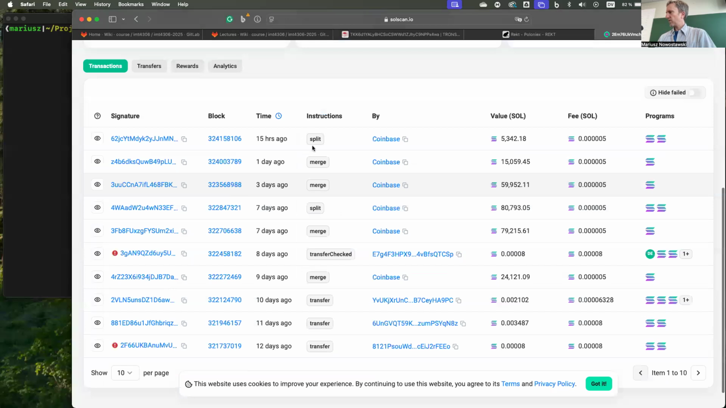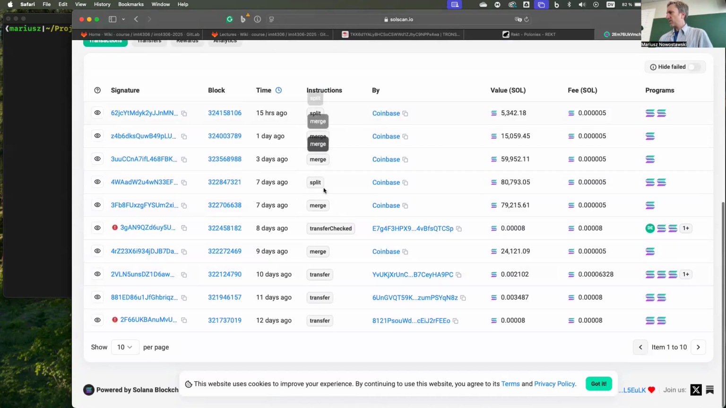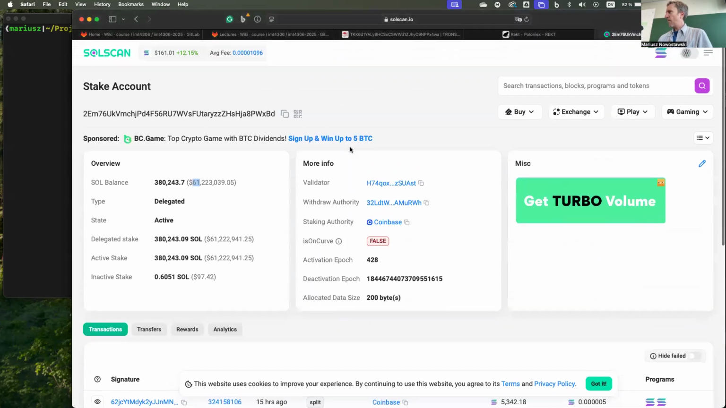So there are a lot of splits and merges and movements of funds, because Coinbase is an exchange which holds multiple addresses, and they will use multiple addresses to manage what they are doing. So there is a little bit of transfers from and to Coinbase, and then there are some transfers in and out from the staking account.